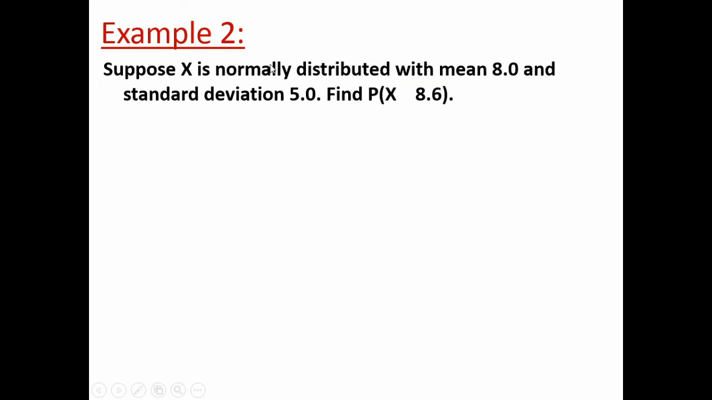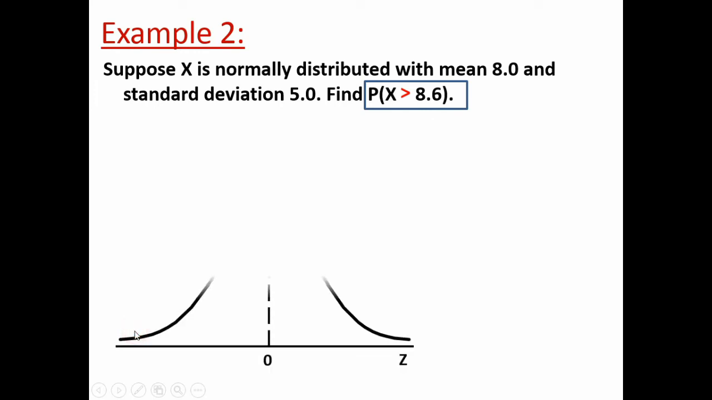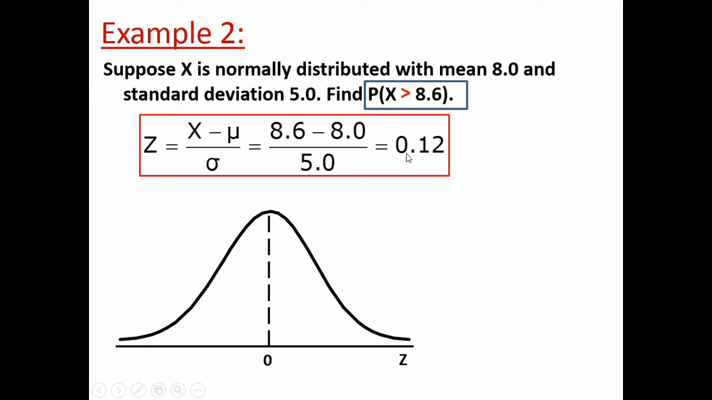In example 2, I will keep all of the information as original. I only change the case into greater than 8.6. So the question asks you to find the probability of the values which are greater than 8.6. Similarly, for step 1 to step 3, I would draw the bell shape, transfer x to z, and fill z equal to 0.12 into the bell shape.